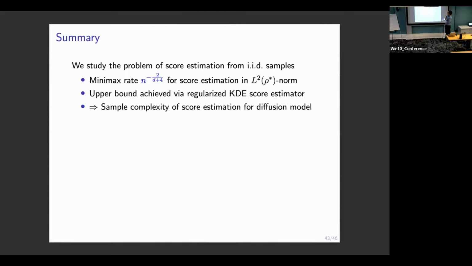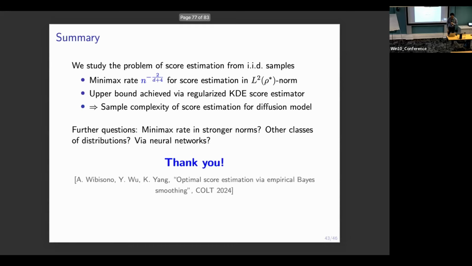For quite a general function class, like subgaussian and smooth Lipschitz score. And the upper bound is very explicit, very simple. This implies a sample complexity for diffusion models, which is still not optimal. But there are a lot of interesting questions, because it would be very interesting to get the minimax rate in stronger norms, not just in L2, but in L4, LP, or in moment generating function, for example, because there can be other applications of that result.